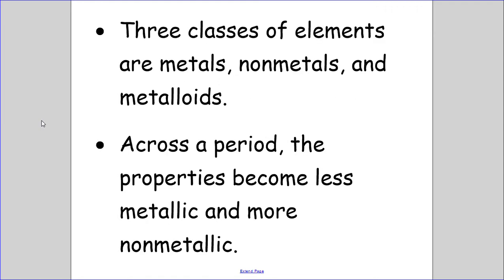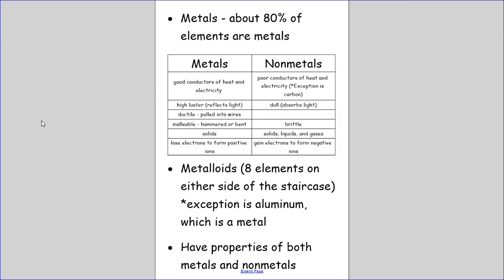So, three classes of elements. We've got our metals, our nonmetals, and our metalloids. And so across a period, the properties become less metallic and they start to go into a more non-metallic or gaseous state. And overall in the table, about 80% of them are metals.